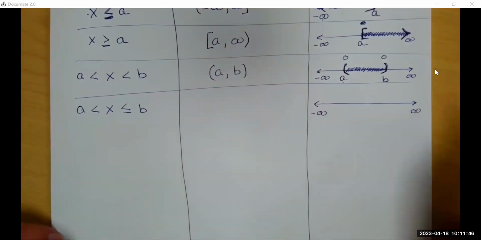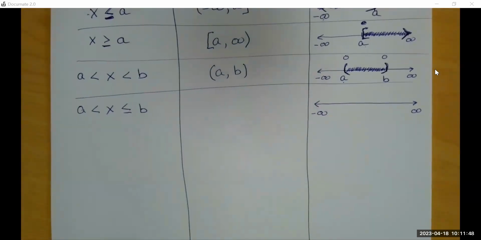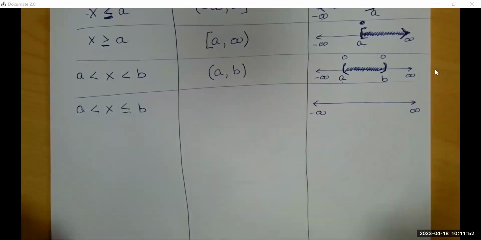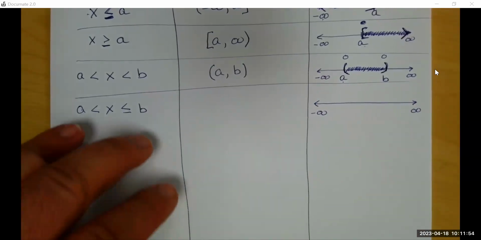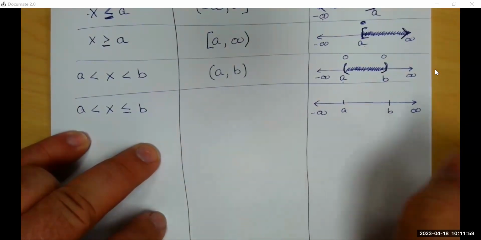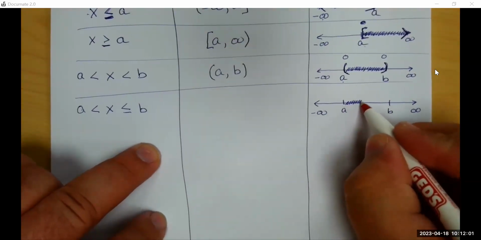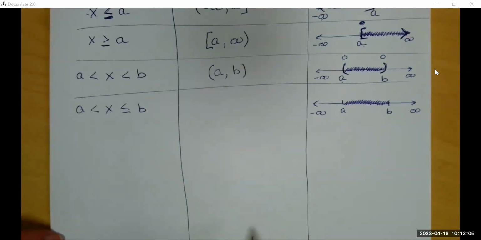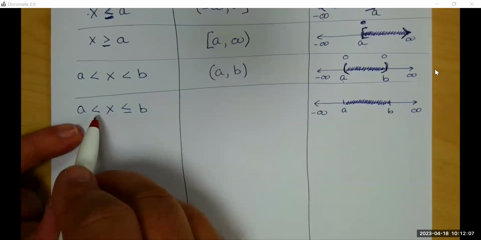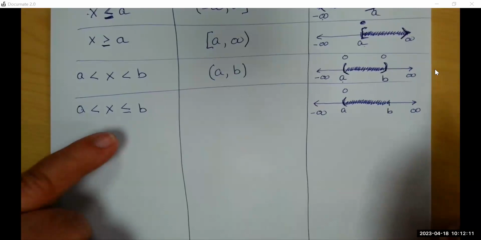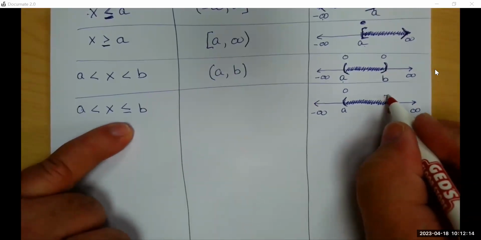So negative infinity, positive infinity. Your graphs will always label negative infinity, positive infinity, in case you get that way. So we have A and we have B. X is between there. You cannot equal A, so it's a parenthesis or an open circle. But B is equal to, so it's a bracket or a closed circle.